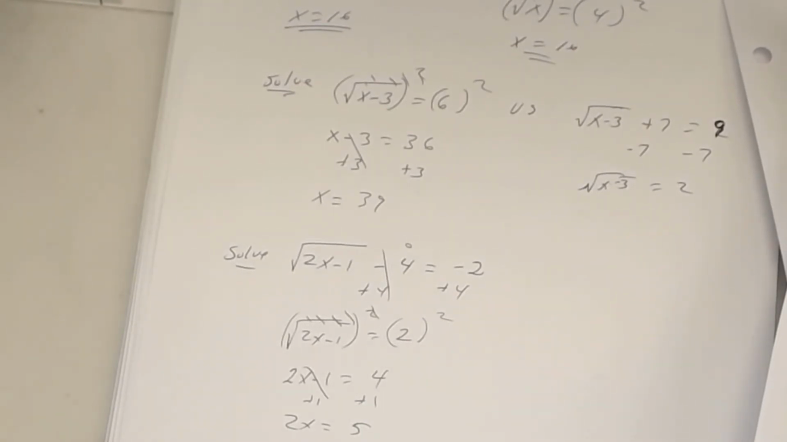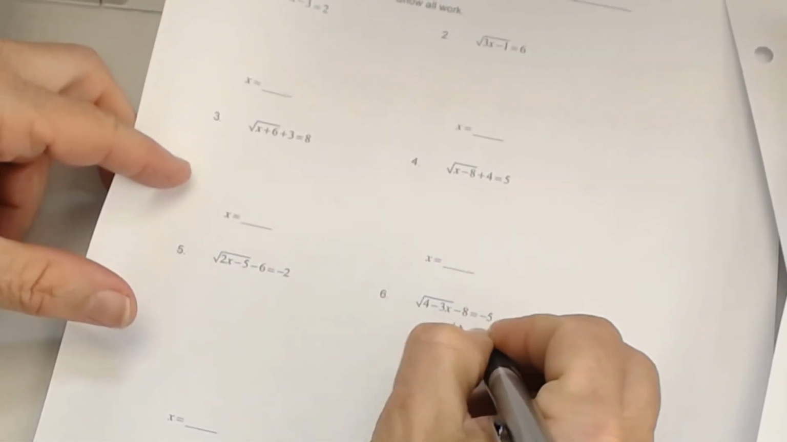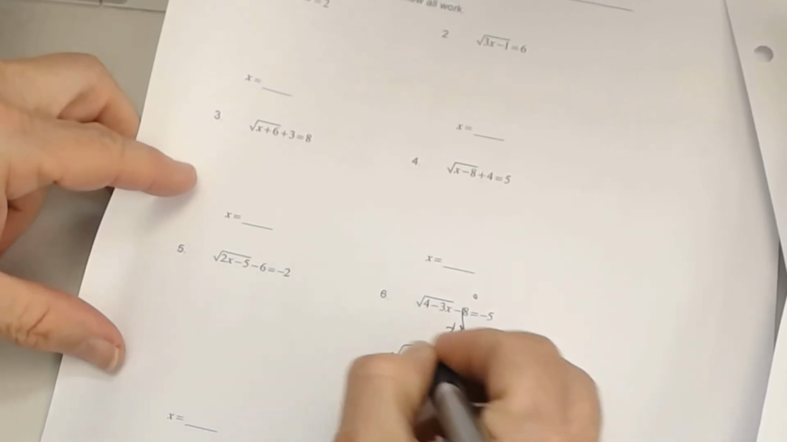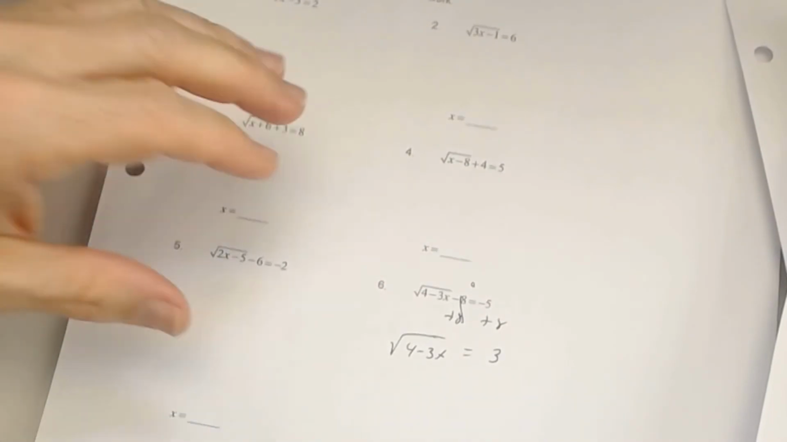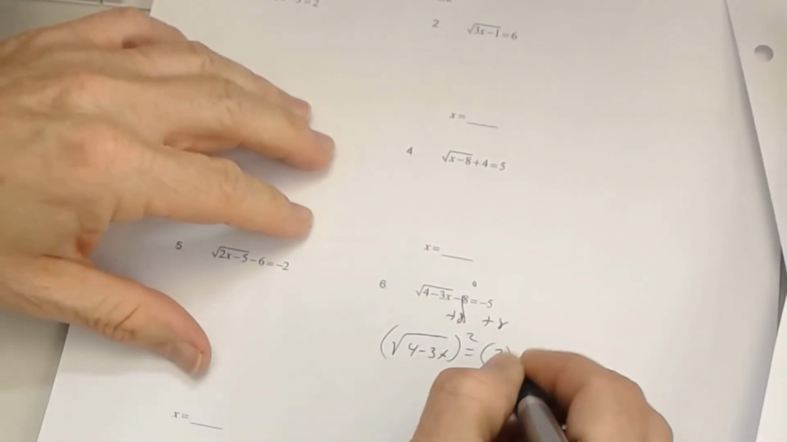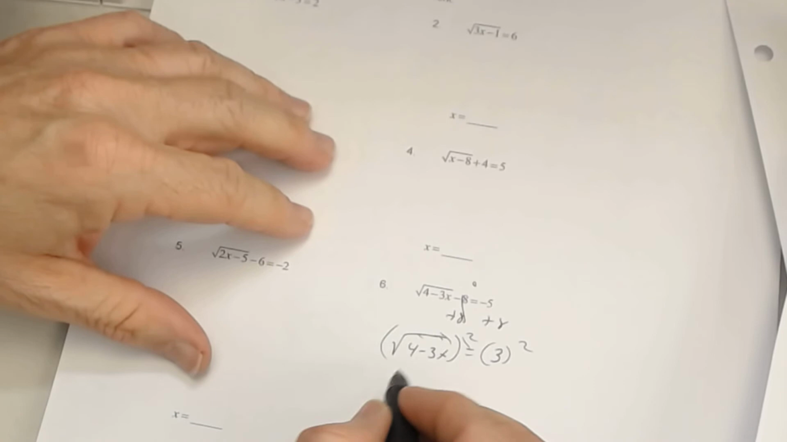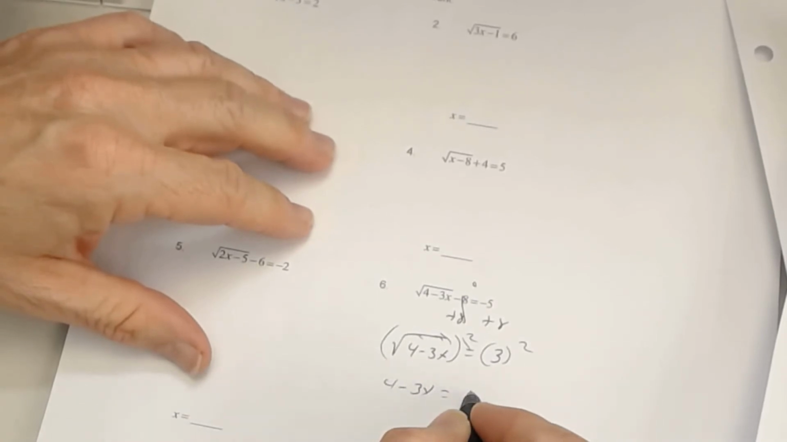All right. So let's look at 6. Number 6. So what's the first thing we do? Add 8 to both sides. And so I get the square root of 4 minus 3x equals 3, right? Okay, what's the next step? Now I've got the square root by itself, so square both sides. The square and the square root undo each other, so I get 4 minus 3x equals 9.